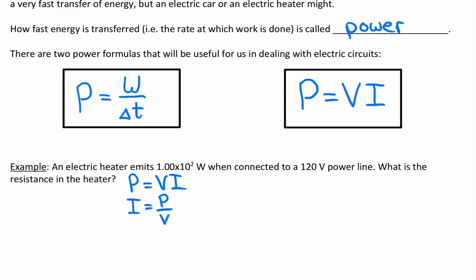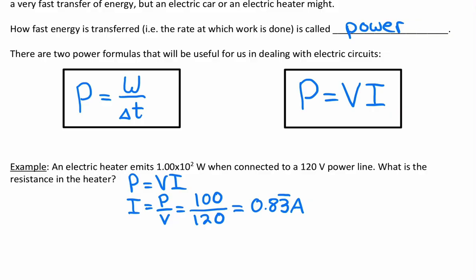So I is going to be P divided by V, which is going to be 1 times 10 to the 2, or 100. That's in watts, so metric base units, that's good. My voltage is going to be 120. That's in volts, so also metric base units, also good. And this gives me 0.83333 repeating. And I've solved for current. The metric base units of that are amps.